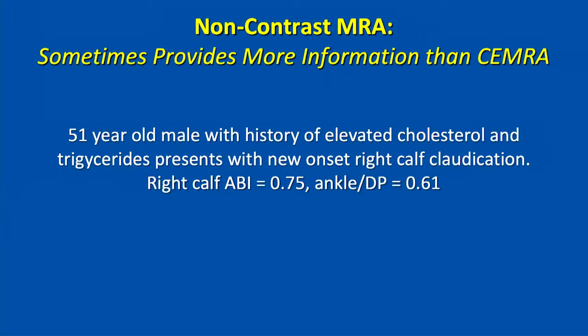So those were some of the non-contrast techniques that exist. I didn't cover all of them, but at this point in the talk, I'll talk about how non-contrast MRA can sometimes provide more information than contrast-enhanced MRA. This is a case of a 51-year-old male with a history of elevated cholesterol and triglycerides, who presented with new onset right calf claudication and an abnormal ABI as well.